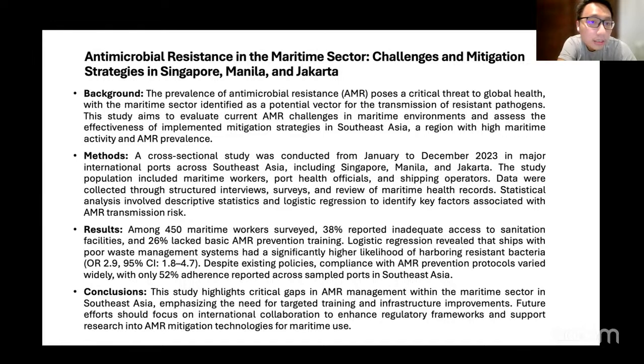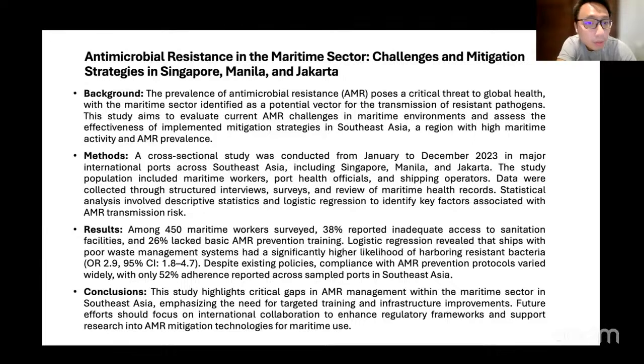So you can see that it is a cross-sectional study conducted from January to December 2023. That's great. You can see where it's done: in major international ports across Southeast Asia, including Singapore, Manila, Jakarta. Major international ports, to me, that is a bit vague. I personally would just write in 4 or 5 major ports, namely what. Because if you say major international ports, you're trying to overgeneralize here. So when you're writing, try to be specific, try to be as clear as you can.